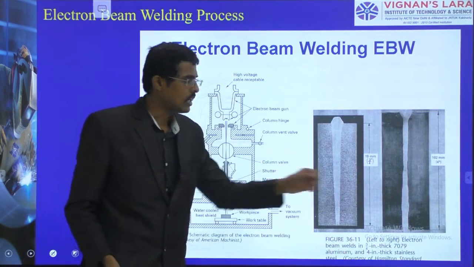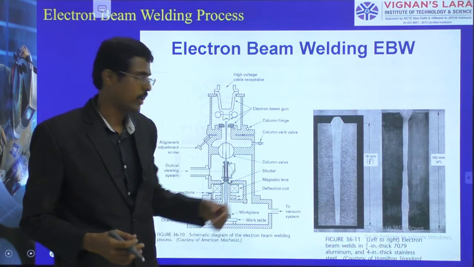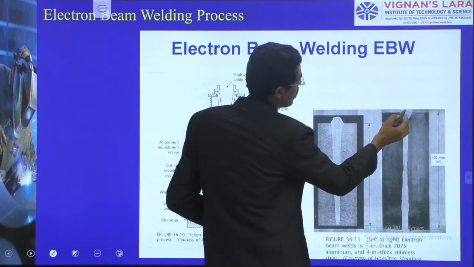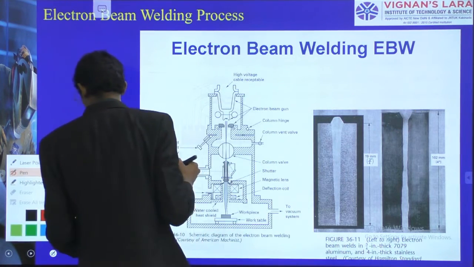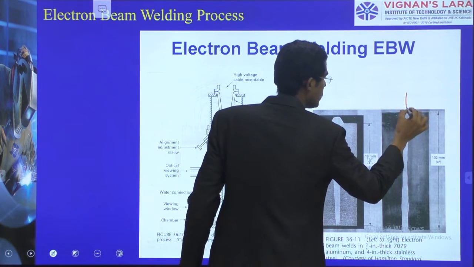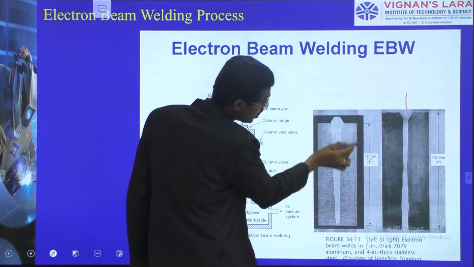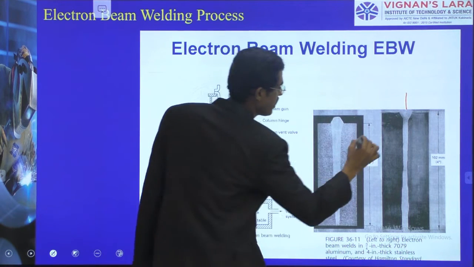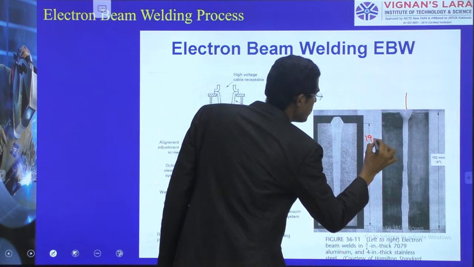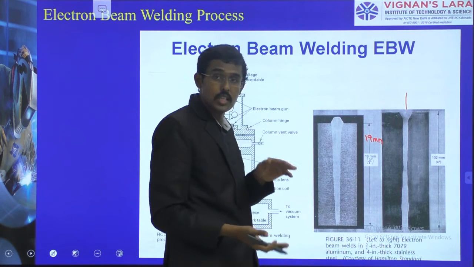So this is how the keyhole is formed in the actual photograph. See, here the welding has been started. It started from here. There is a workpiece here and there. You see, workpiece here and there. It has a total thickness of 19 mm. See how large this thickness is.